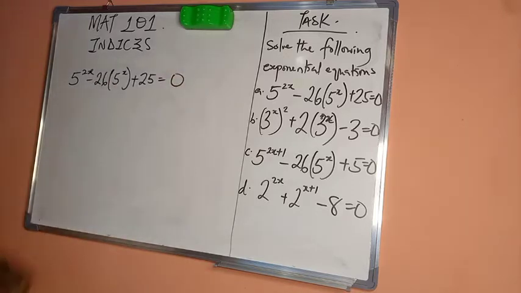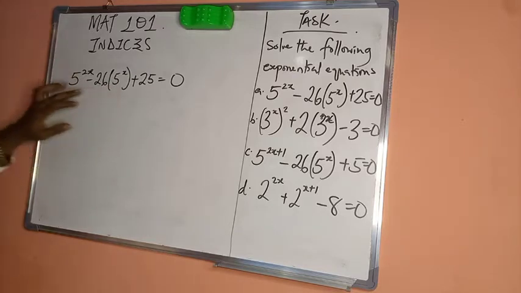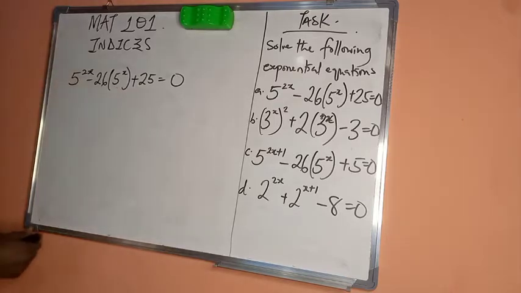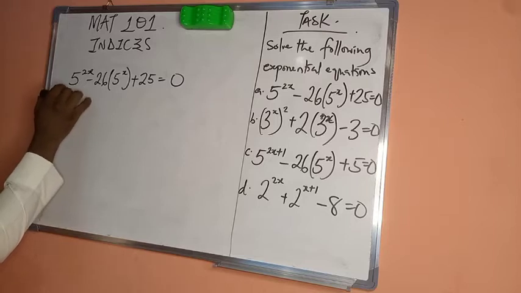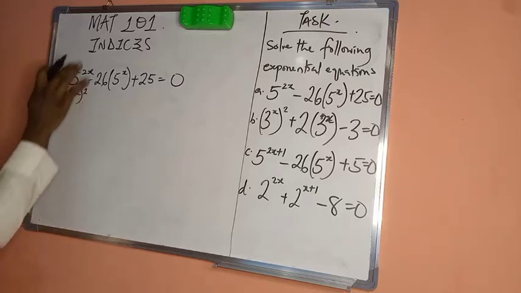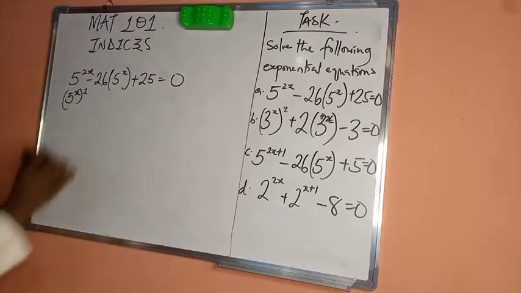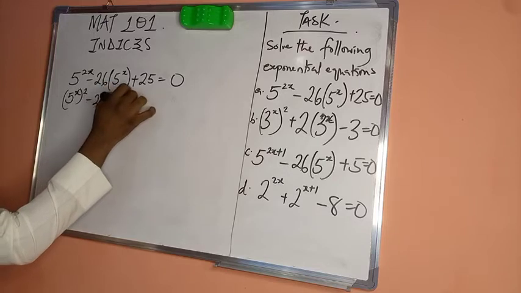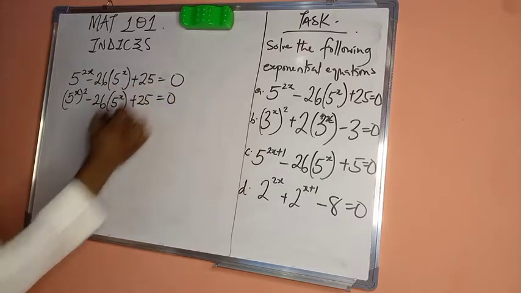Now looking at this, it looks funny, right? You don't know what to do actually, but we can still simplify this further. We can have 5 raised to x the way it is here. So we can simplify this to 5 raised to power x, squared. This and this are still the same thing, is it not? So this minus 26, 5 raised to power x plus 25 equals 0.